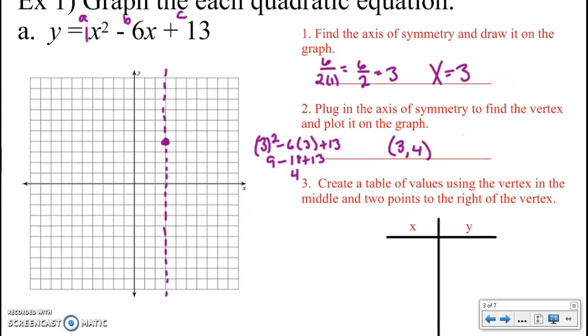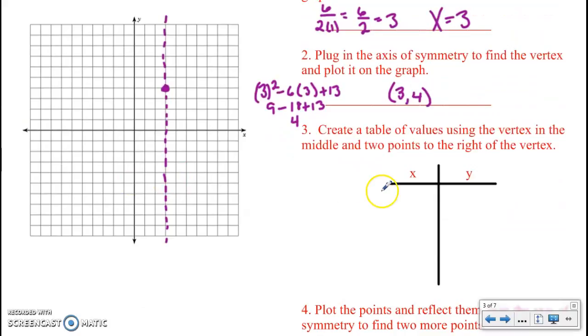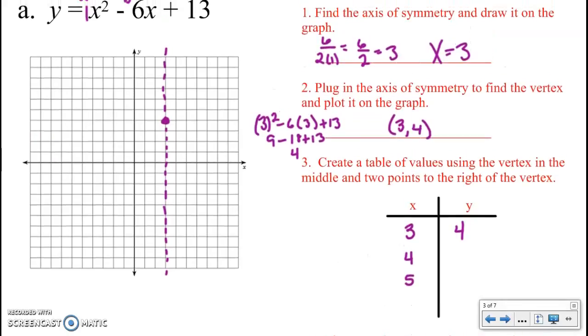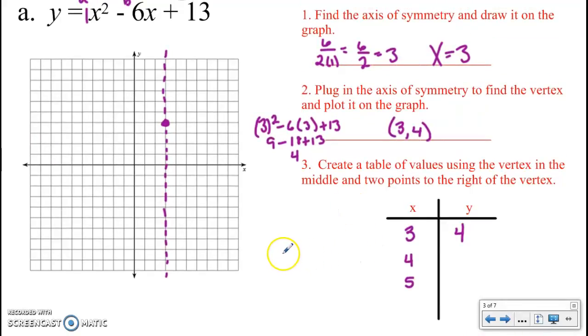And that's our vertex. To find other points to graph, I'm actually going to put my vertex here in my table. We already graphed that. And I'm going to use 2 more points. And what I always tell students is if I'm here at 3, 4, I'm going to pick the next 2 numbers to the right. So from positive 3, we're going to move over 1, which puts us at 4. And then we're going to move over 1 more, which puts us at 5. And we're going to go ahead and plug those both into the original equation, just like we did with the vertex, to see what we get for our y value.